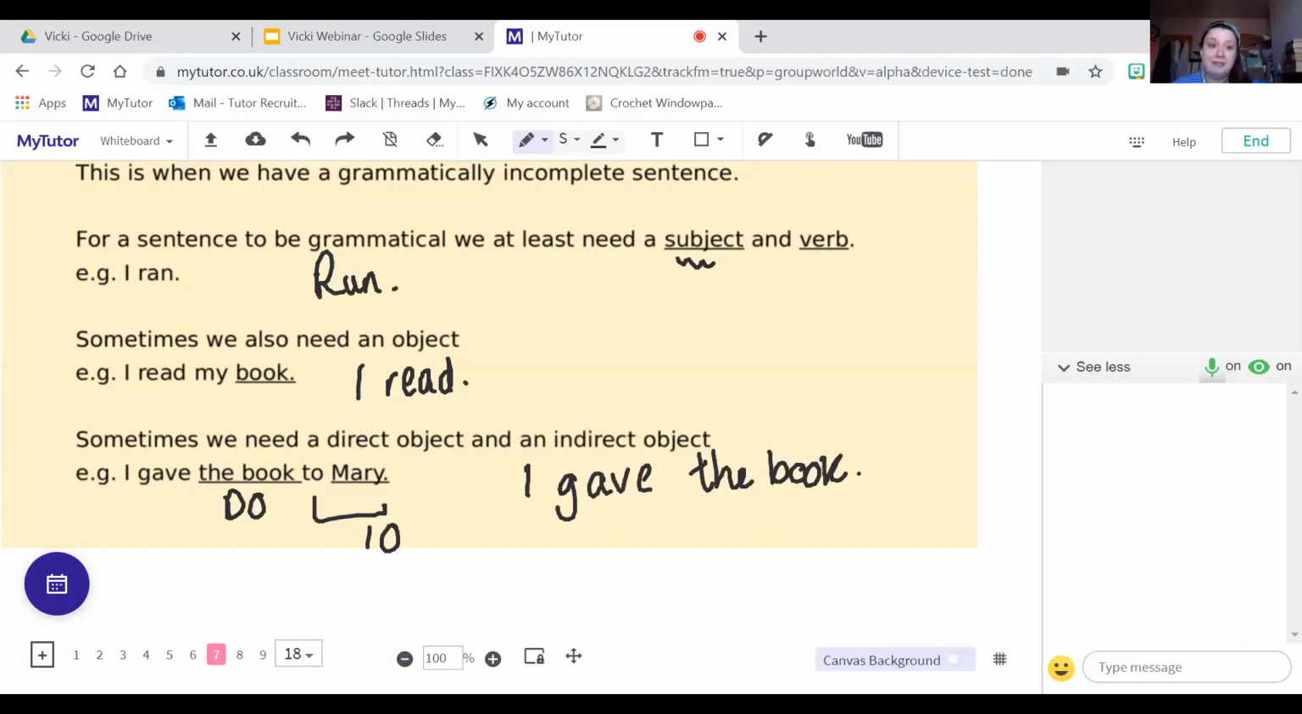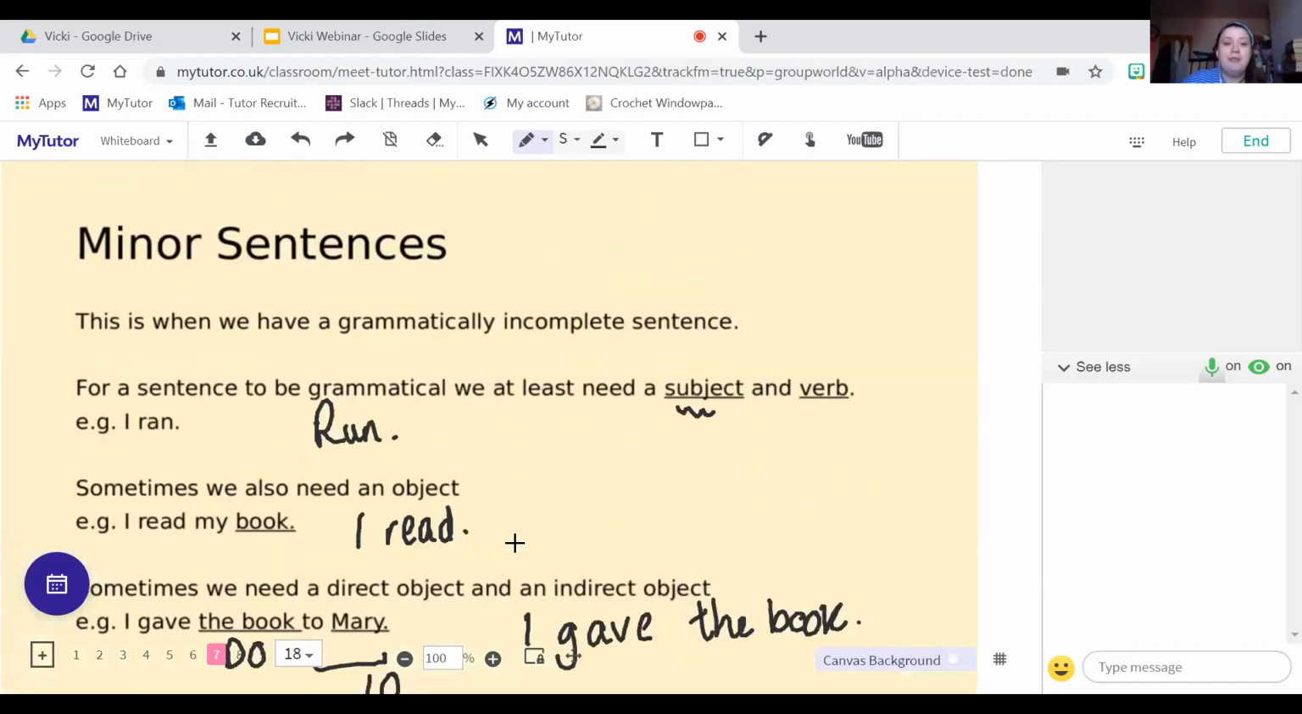Now, when it actually comes to looking at these in the exam, I really wouldn't worry about looking at minor sentences in terms of the last two, because you probably won't get them, but it's always good to know what different verbs require.